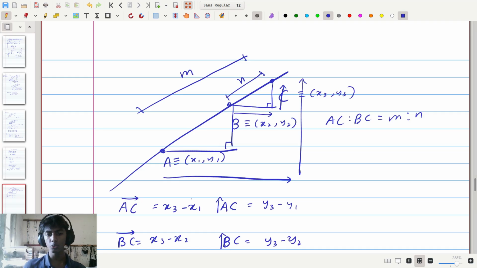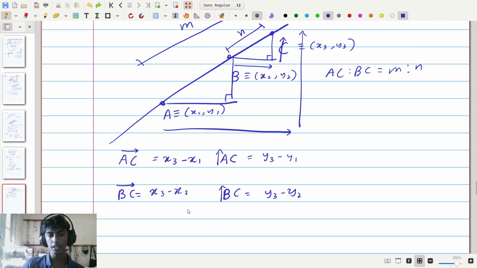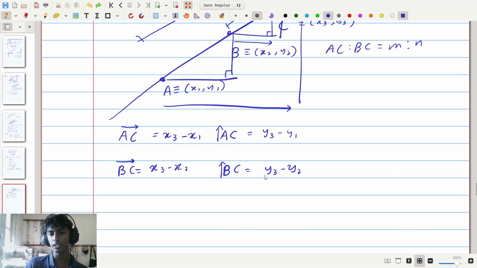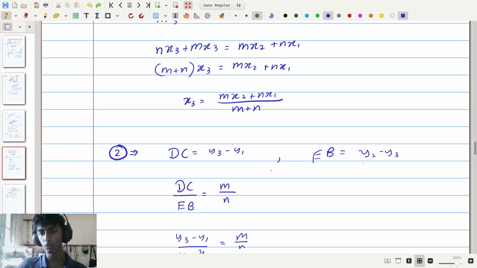The difference between these two cases is, in fact, this second one. Because earlier C was between A and B, I wrote this the other way: x2 minus x3. In this case, because x3 is outside of the AB line, x3 is greater than x2, meaning that if I wrote BC as x2 minus x3, it would be the wrong way around. It needs to be x3 minus x2. Similarly, vertically, it is y3 minus y2, not what we wrote earlier, as y2 minus y3.